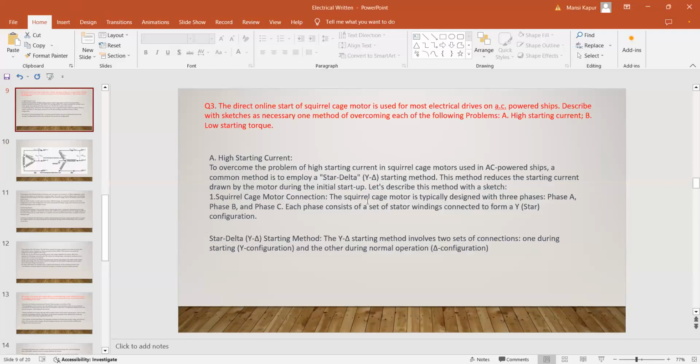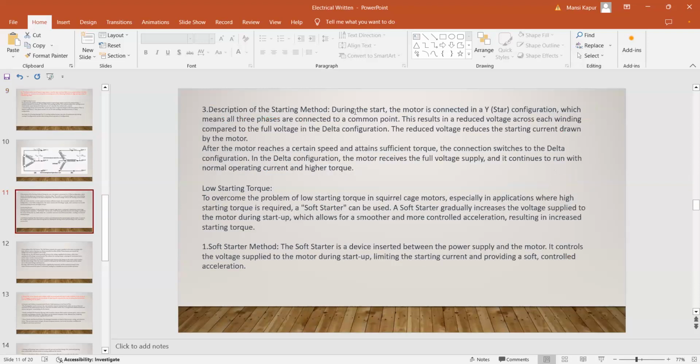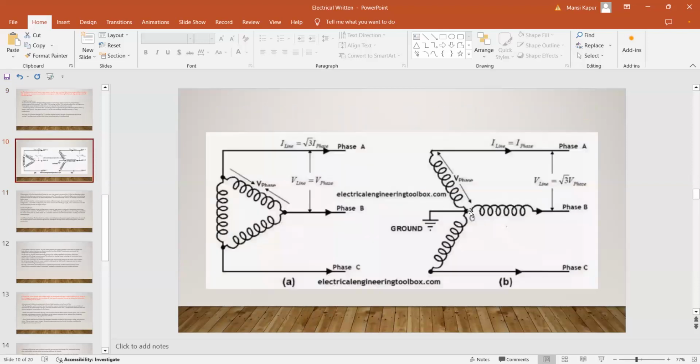Squirrel cage motor connection. The squirrel cage motor is typically designed with phases A, B, and C. Each phase consists of a stator winding connected to form a star configuration. Star delta starting method. The star delta method involves two sets of connection, one during the starting and the other during the normal operation. During starting, the motor is connected in star configuration, which means all three phases are connected to a common point. Can you see all three phases are connected to the common point?